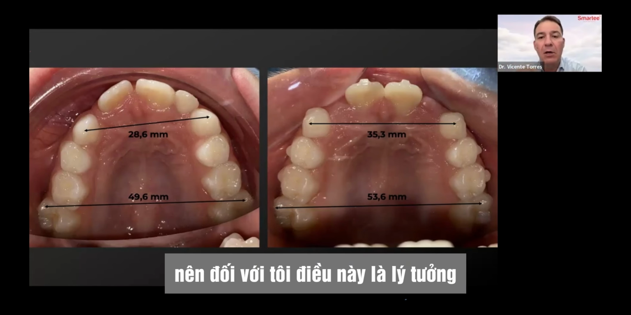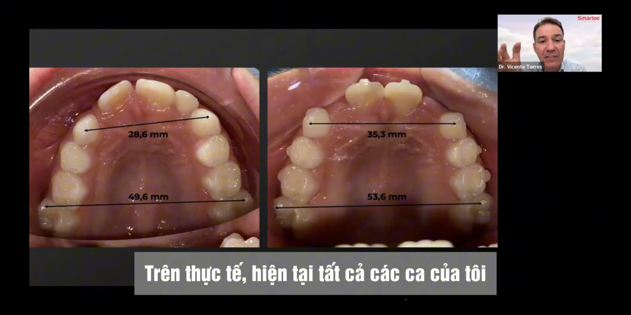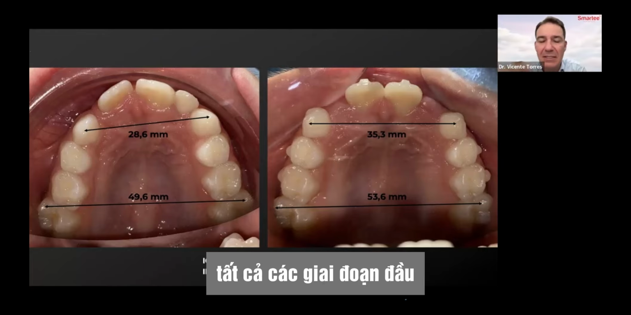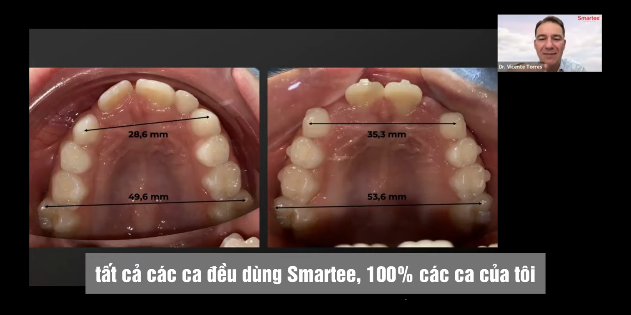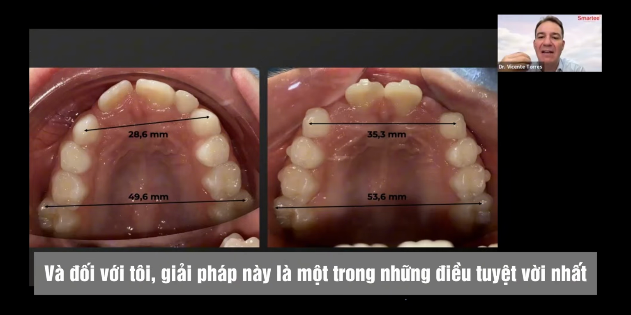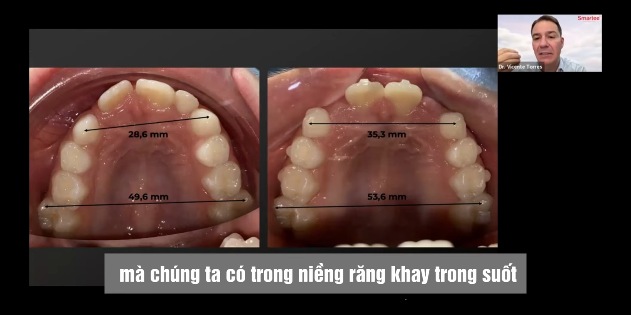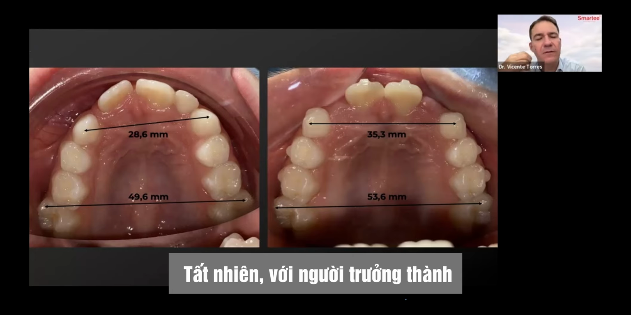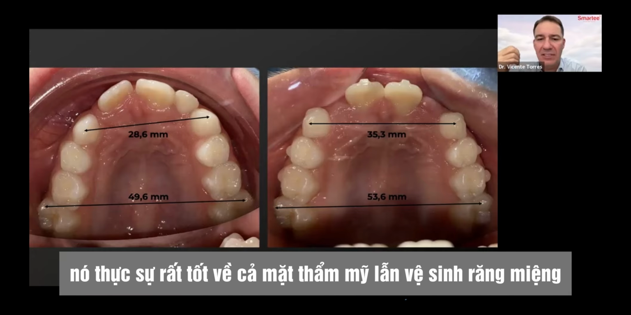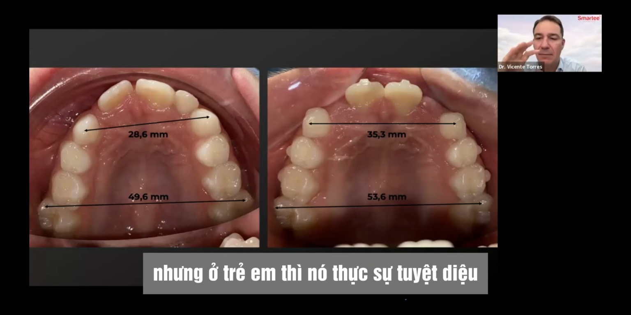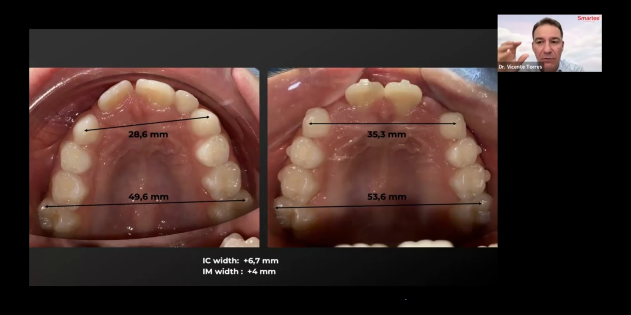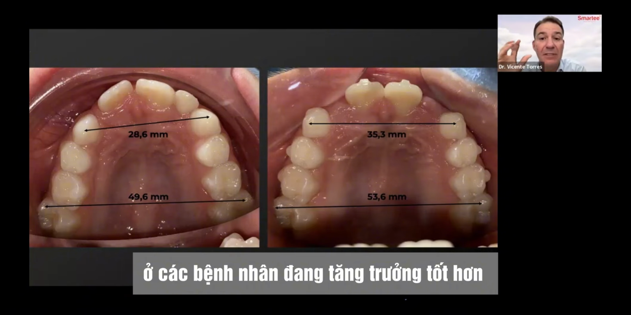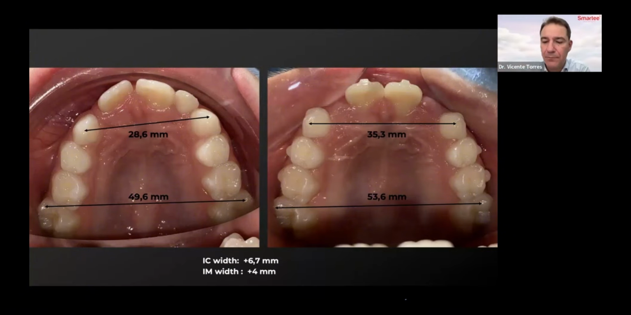In fact, right now all my first phases, all my interceptive cases, I start with aligners, all my cases with Smartee, 100%. For me it is one of the best things that we have in clear aligners. Of course, for adults it's really good as well, for aesthetics and hygiene, but in kids it's amazing. And in my experience, the compliance and the confidence of growing patients is better than in adults.